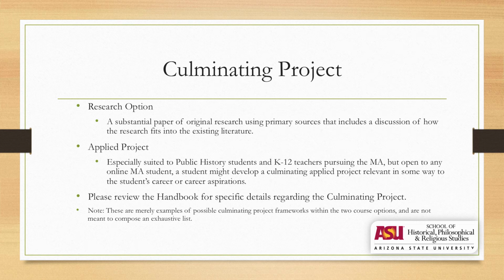There are two options for the culminating project, a research option and an applied project. The research option is a substantial paper of original research using primary resources that includes a discussion of how the research fits into the existing literature. The applied project is especially suited to public history students and K through 12 teachers pursuing the MA, but it is also open to any online MA student.